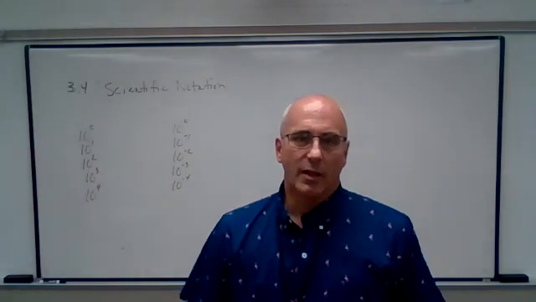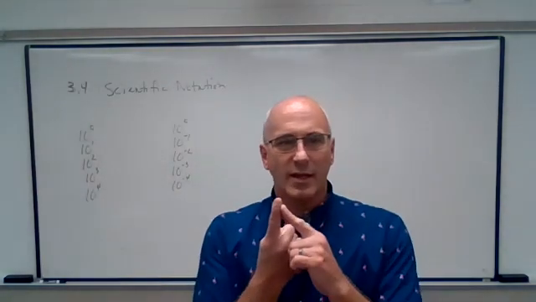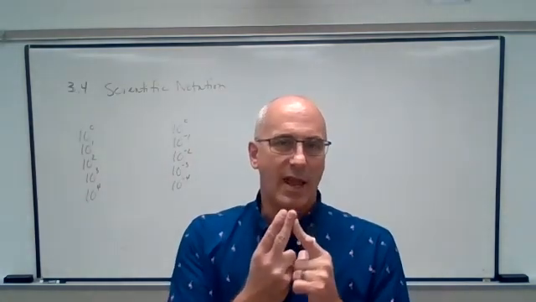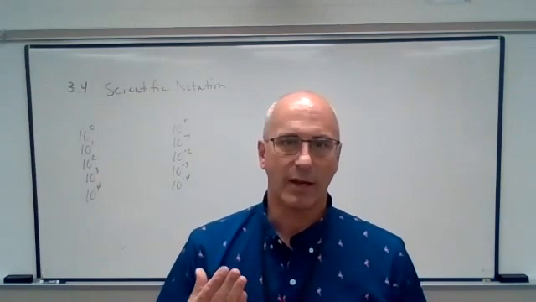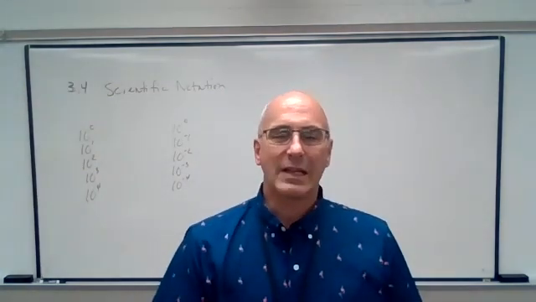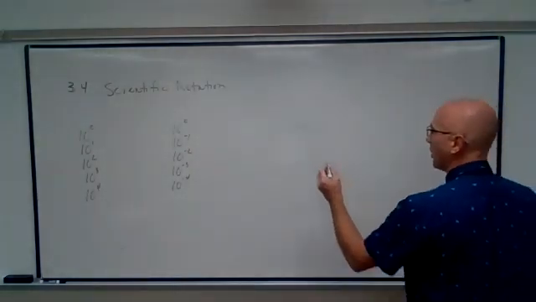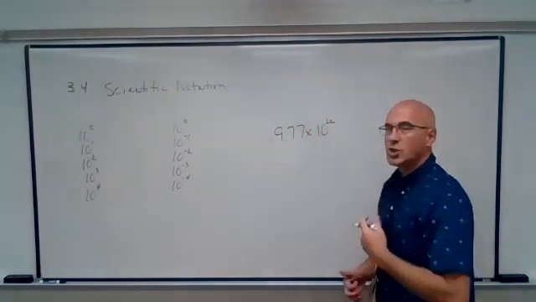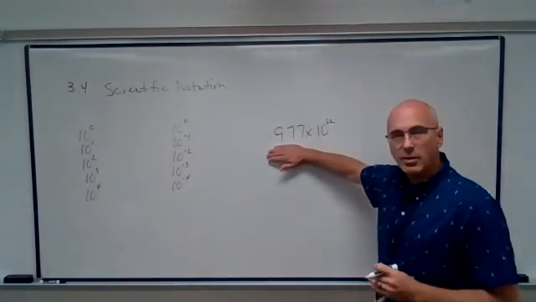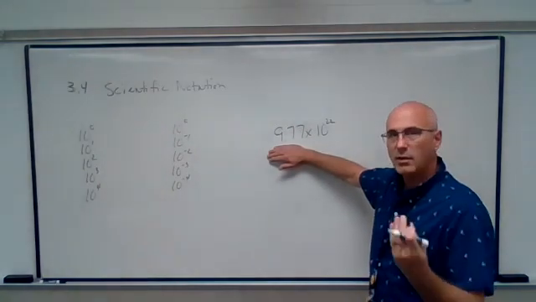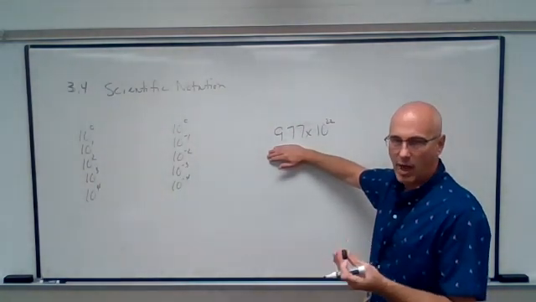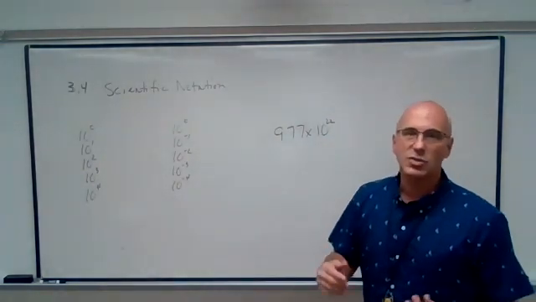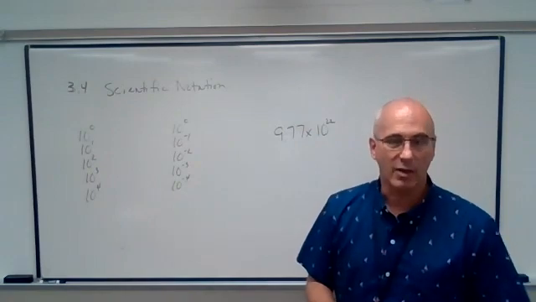Scientific notation involves two parts. One is a number that is between 1 and 10, and the other is a power of 10, and they are multiplied by each other. So for example, I could have the number 9.77 times 10 to the 22nd power. This first number always has to be between 1 and 10, not including 10. And then this has to be a power of 10. We are going to learn today how to write them and how to evaluate them.